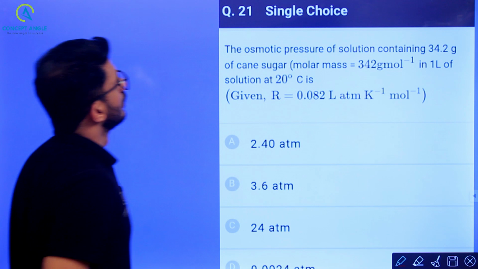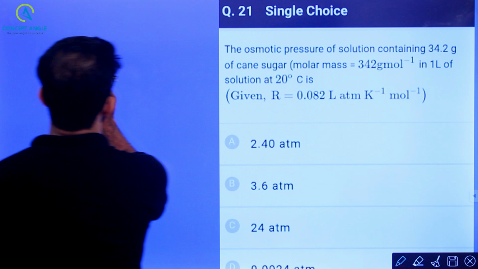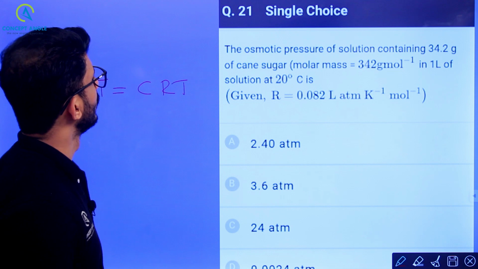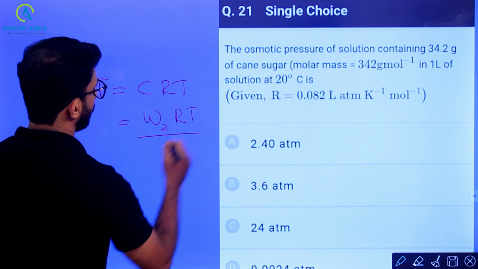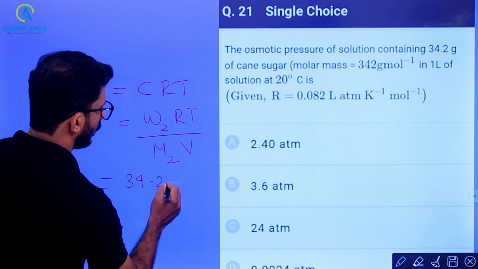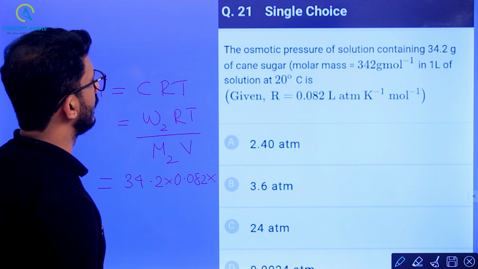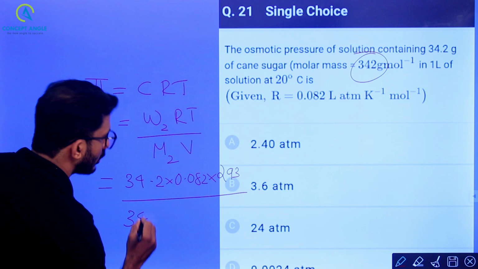The osmotic pressure of a solution containing 34.2 gram of cane sugar in 1 liter of solution at 20 degree Celsius. Direct question. Osmotic pressure, the relation is pi is equal to CRT, and using this you will get the answer. If it is molarity, it is W2RT divided by M2, or number of moles into RT divided by V. If you expand this equation, W2 is 34.2 into 0.082 into the temperature given, 20 degree Celsius, that is 293 Kelvin, divided by M2, cane sugar, that is 342, in 1 liter. You will get the answer.